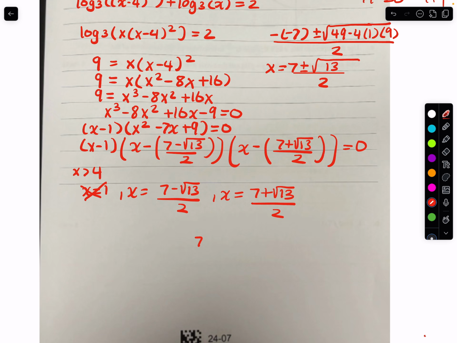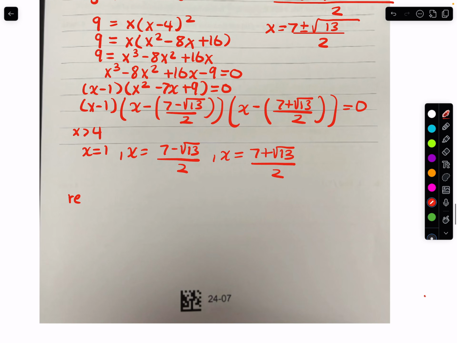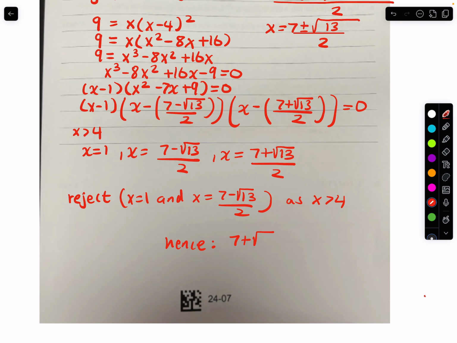This one over here, we're saying 7 minus about 3.5. Nope, this is not going to be greater than 4, so we also have to reject this one too. These are all the ones that we're going to have to reject. So let's write down why we're rejecting them so we can give a reasonable answer. Reject x equals 1 and x equals 7 minus root 13 on 2, as x has to be greater than 4. Hence, your final answer is 7 plus root 13 on 2. That's your only solution, actually. So x equals that. Beautiful. Not too bad.